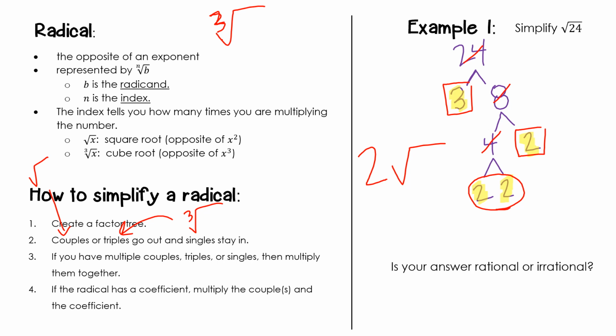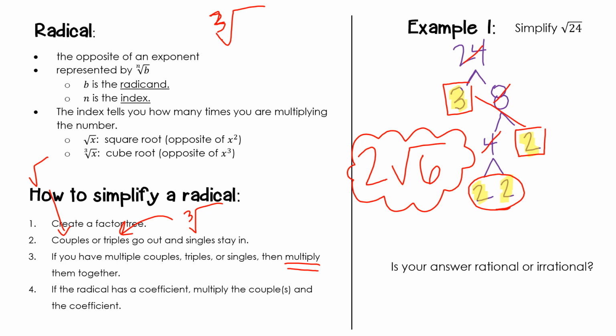Now, for step 3, if you have multiple couples, triples, or singles, so anything, if there's a multiple, you always, always, always will multiply them together. So because I have a single 3 and a single 2, I'm going to multiply those together, which will give me 6. And this would be my final answer. That would be the simplified number for square root of 24.